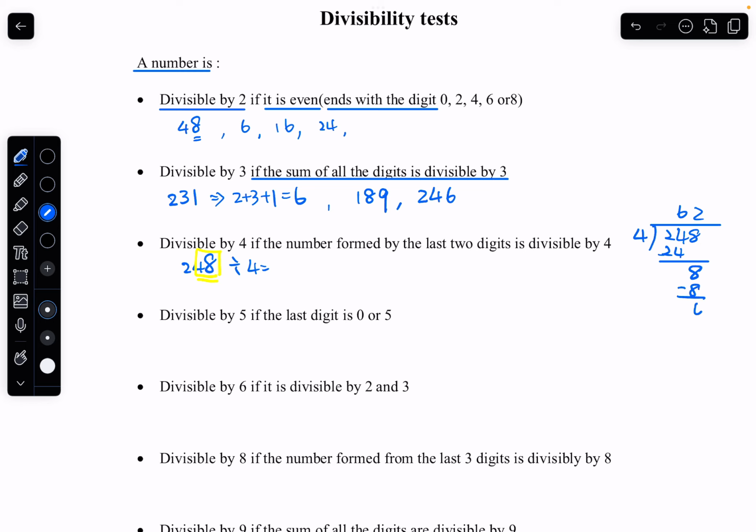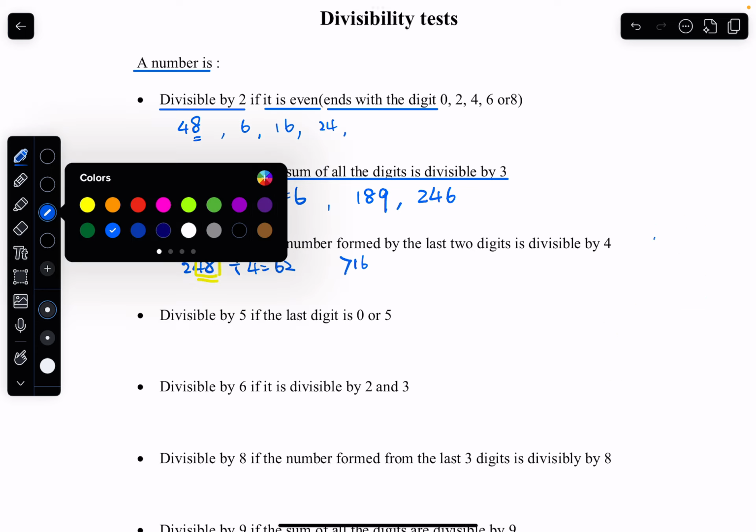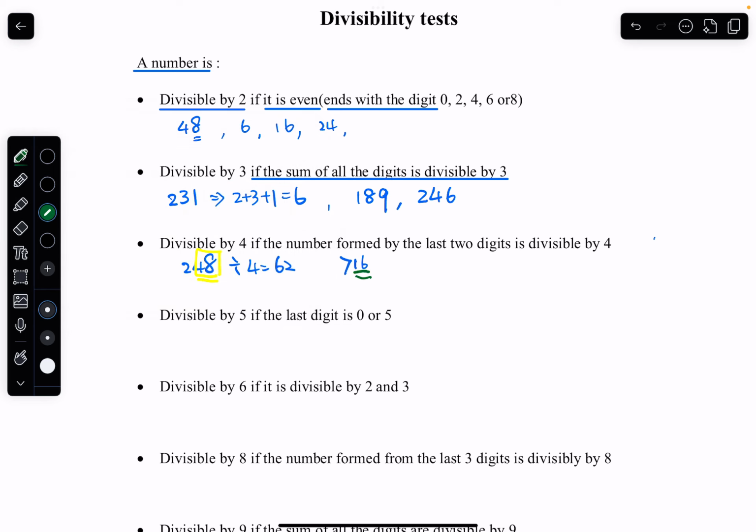See? Equal to 62. So it doesn't matter, for example, 700 plus 716. So we try 716. Just the last 2 digits, if they can be divisible by 4, it's okay. See? 716 can be divisible by 4. Just the last 2 digits can be divisible by 4.